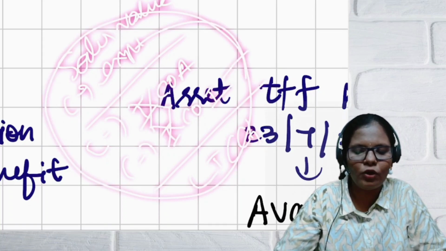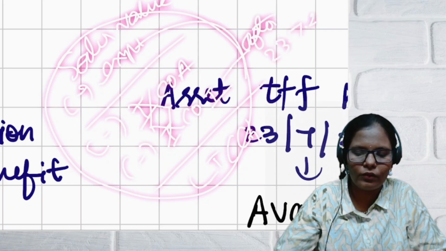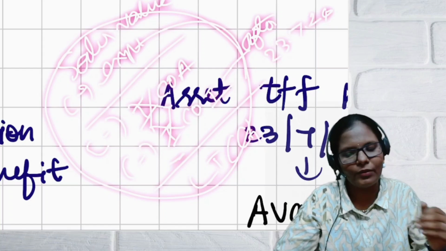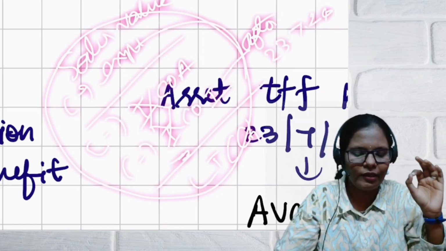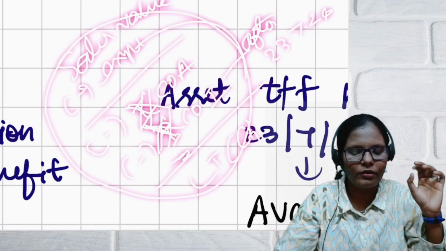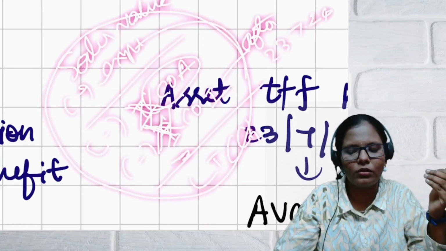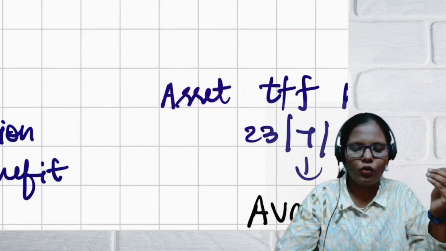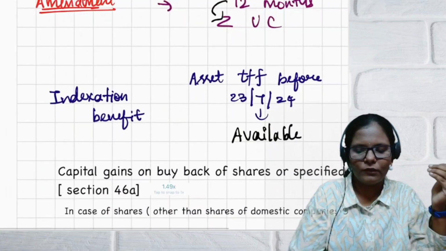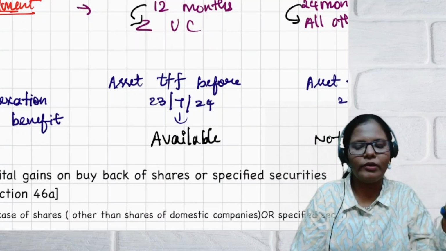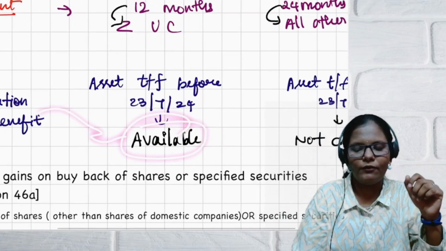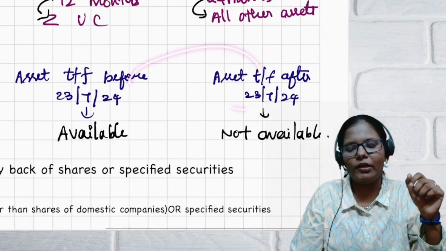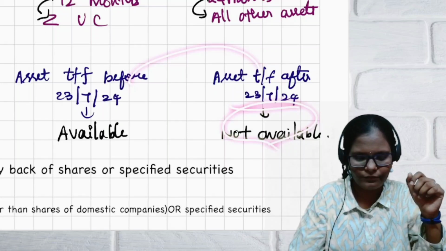If you transferred your capital asset after 23/7/2024, then you will not get any indexation benefit. Directly you need to minus cost of acquisition, minus cost of improvement. No indexation benefit will be available. So if your asset was transferred before 23/7/2024, indexation benefit will be available, but if you have transferred after 23/7/2024, not available.